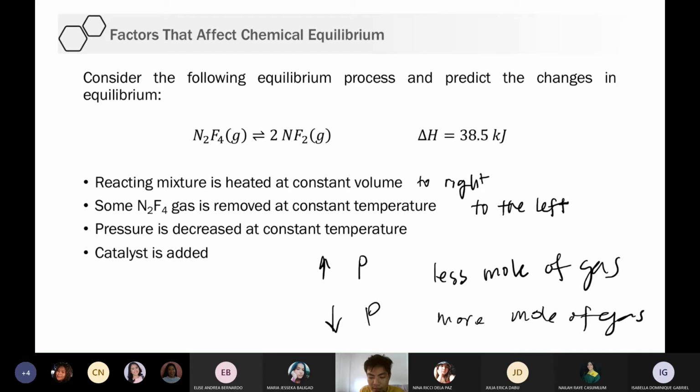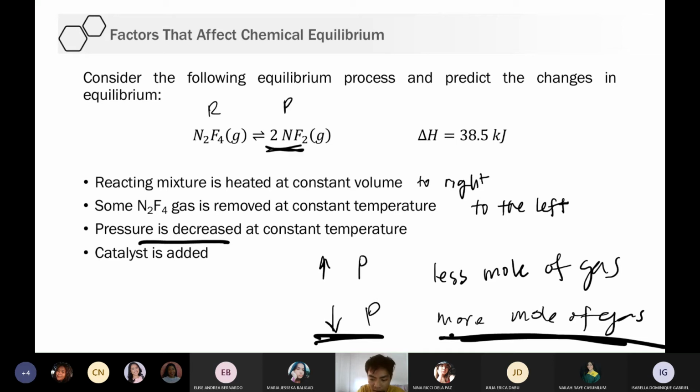Okay, so ano nangyari sa atin? Pressure is decreased. So it will favor the side in which mas maraming moles of gases. Saan mas maraming mole of gas? Is it the reactant or the product? Obviously, product kasi you have 2 moles of gas in the product side compared to 1 mole of gas in your reactant side. So if you decrease the pressure, the product side will be favored. Okay, so to the right yung shift ng ating equilibrium.